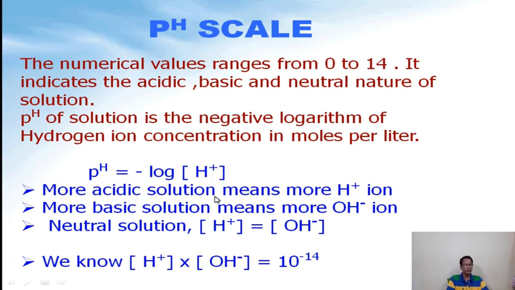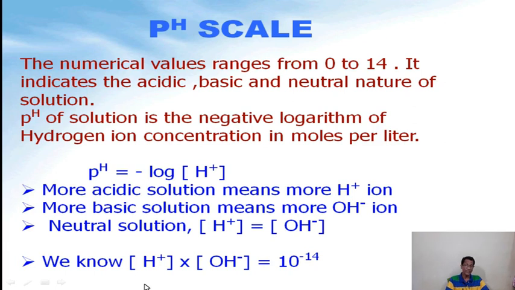More acidic solution means more H plus ion. It is clear: if the solution is more acidic, the concentration of H plus is more. More basic means OH minus is more and H plus ion is less. For a neutral solution, H plus ion is equal to OH minus ion. This is very important. For a neutral solution, H plus is equal to OH minus.